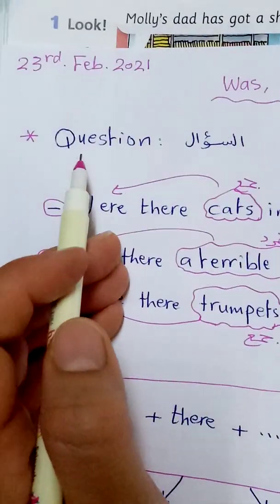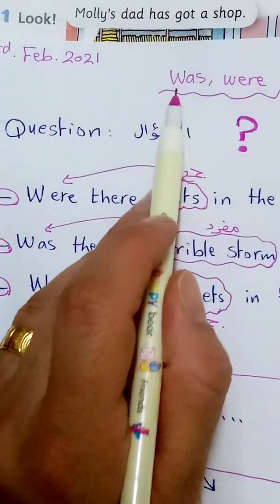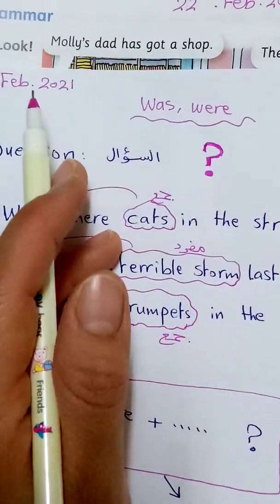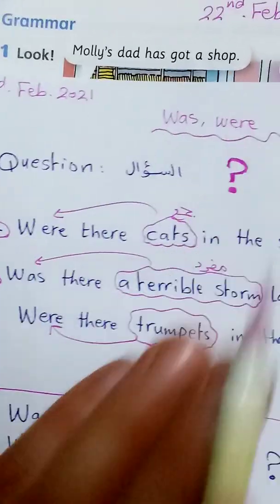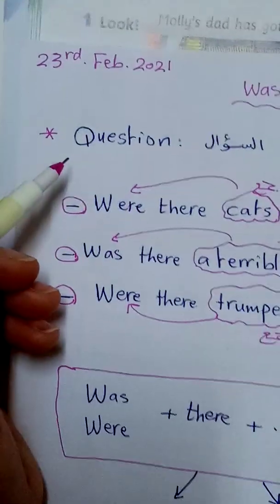Now today we will learn about was and were in a question. How you can form a question by using was and were. How do I form a question using was or were. Let's start. Bismillah al-Rahman al-Rahim.